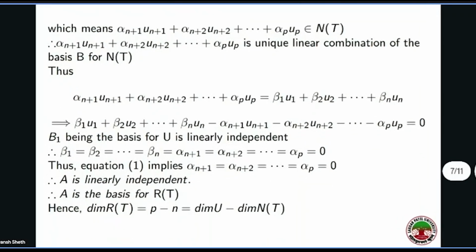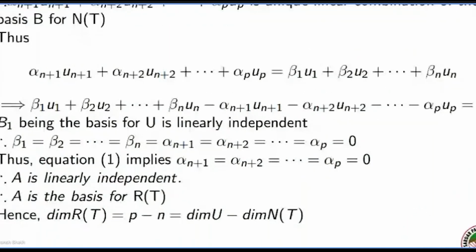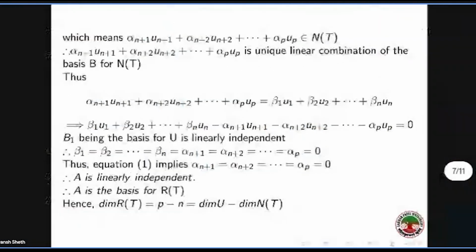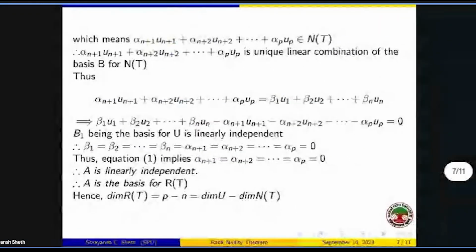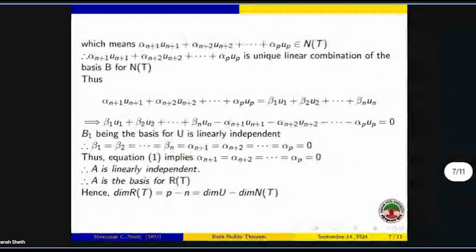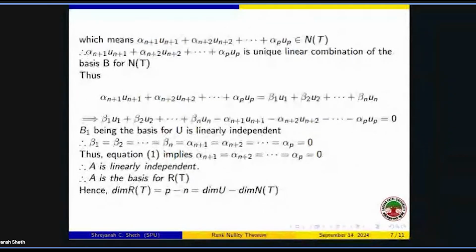Let me just zoom it. See this one, alpha n plus 1 u n plus 1 plus up to plus alpha p u p, which is equal to beta 1 u1 plus up to plus beta n un, where beta i's are also scalars. So now what I do is I am taking alpha n plus 1 u n plus 1 up to plus alpha p u p, those vectors on the right hand side.